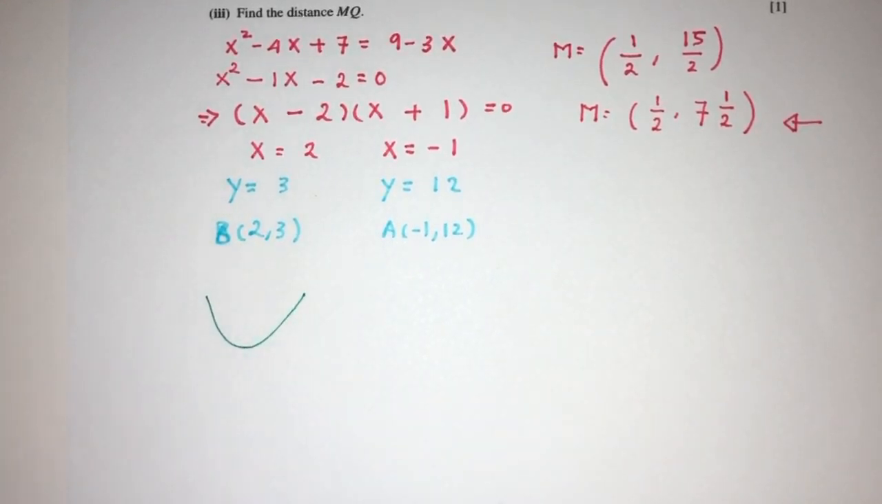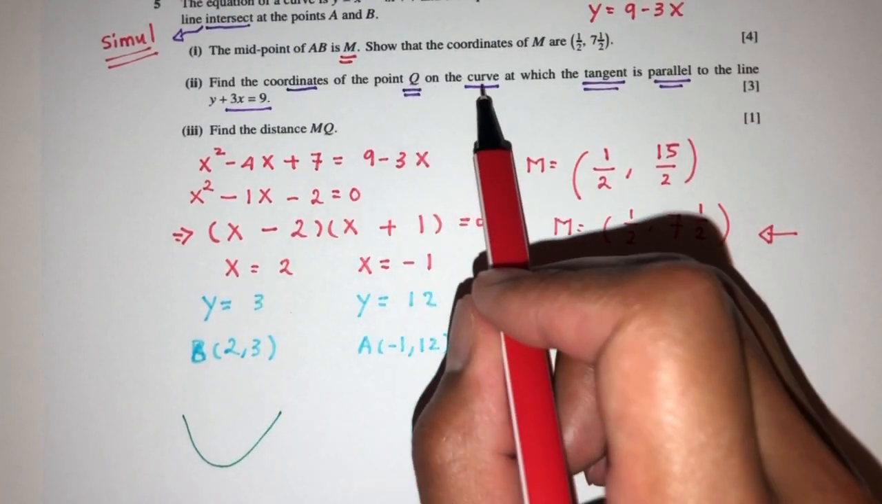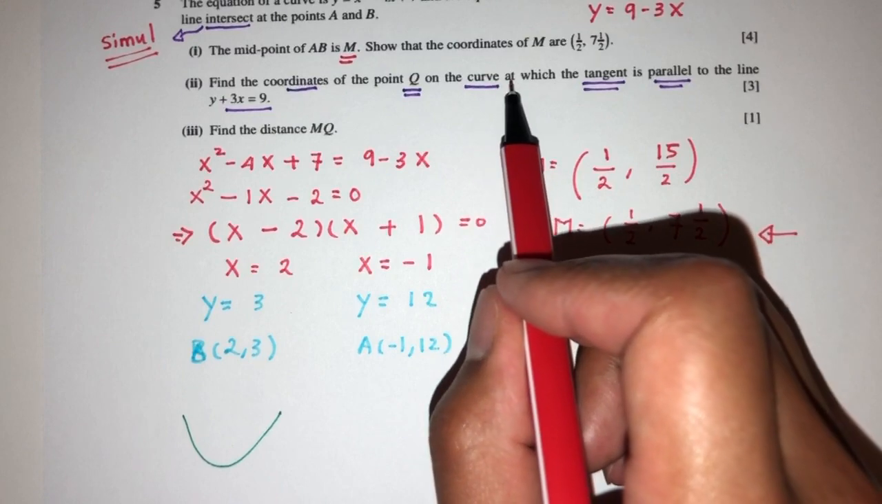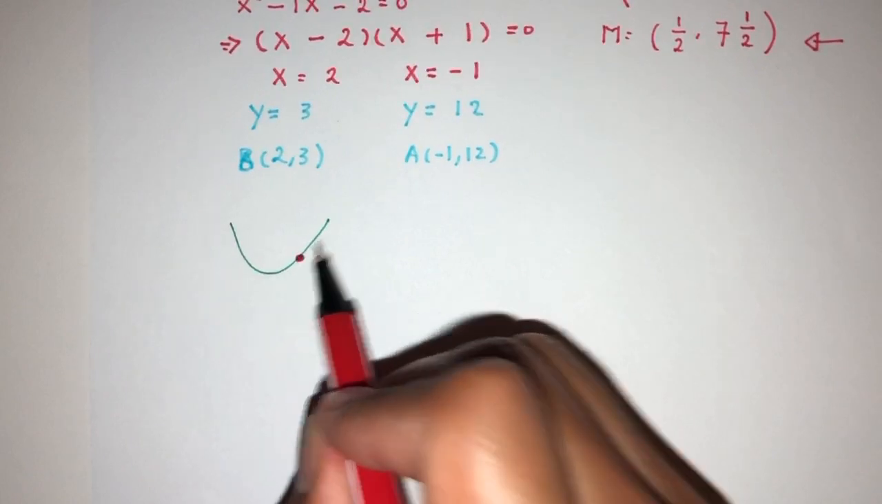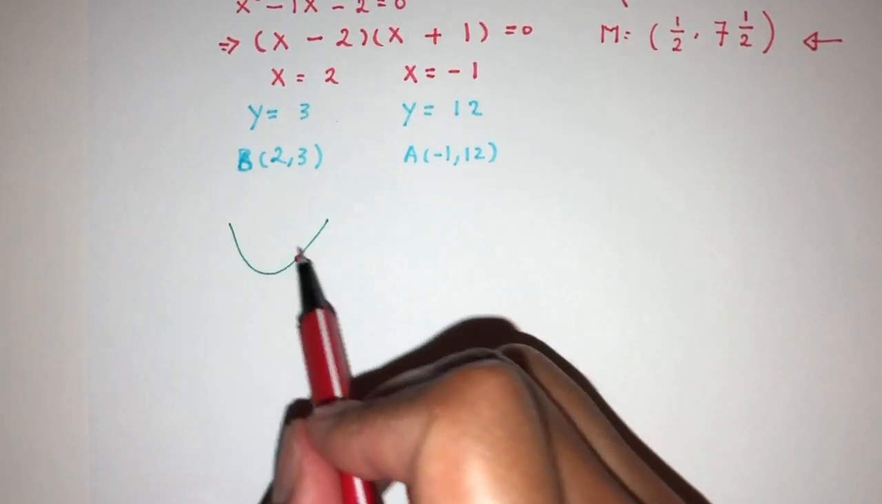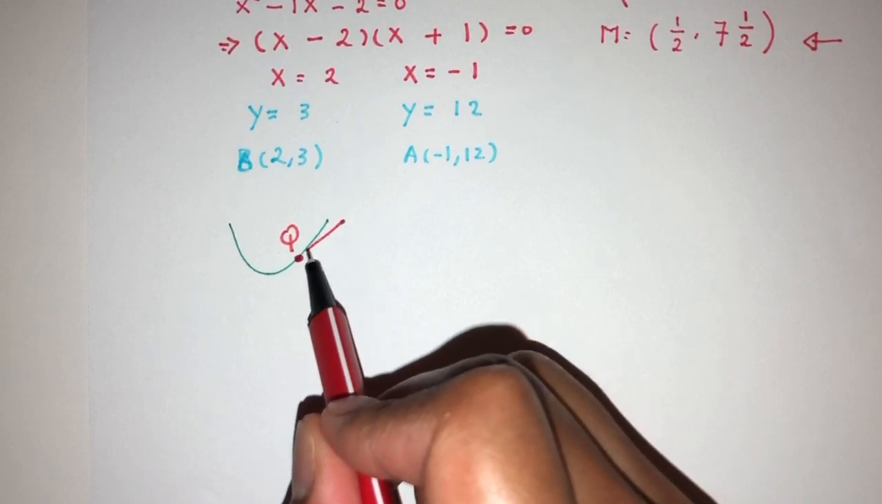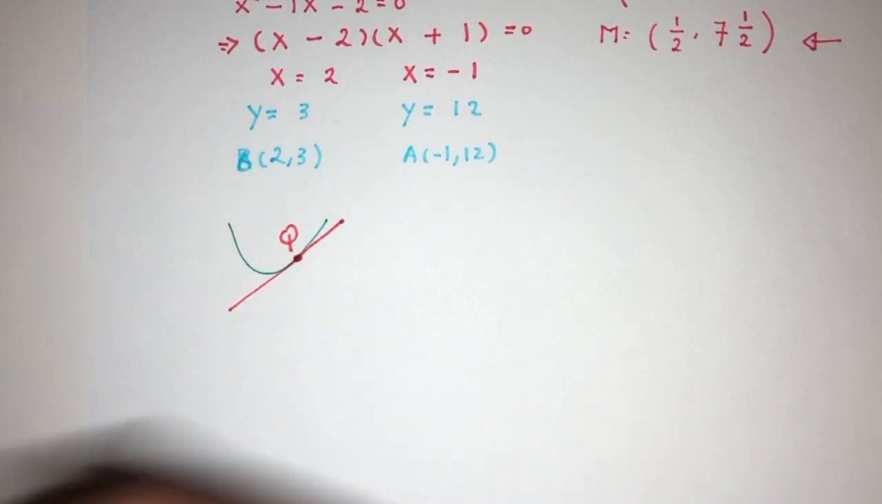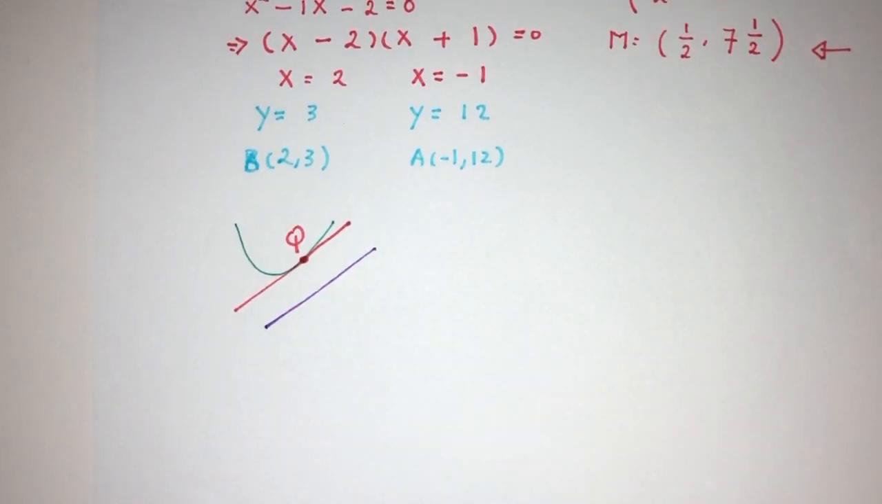First thing. Now, I have to find the point Q on the curve at which the tangent is in the same direction as this. So let's say my point is here, and this is called Q. I have to find this point where my tangent is in the same direction as this line. So what does it mean when two lines are in the same direction? It means that they are parallel and they have the same gradient.